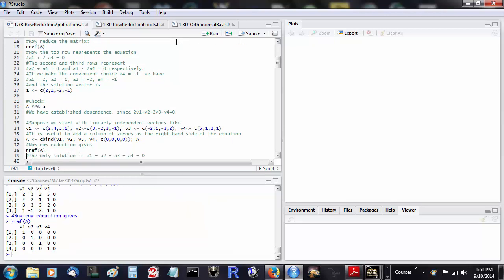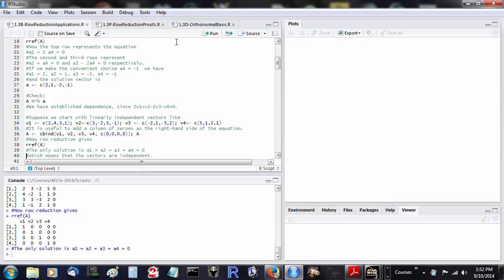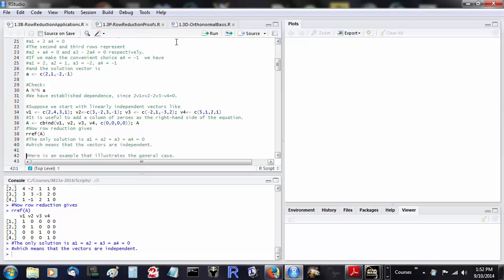I row reduce this matrix, and you could read the answer directly off the row reduced matrix. a1 equals 0, a2 equals 0, a3 equals 0, a4 equals 0. The only way to take the original 4 vectors and form a linear combination that equals the 0 vector is to make all your coefficients be 0. That's exactly what it means to say that these 4 vectors are linearly independent.